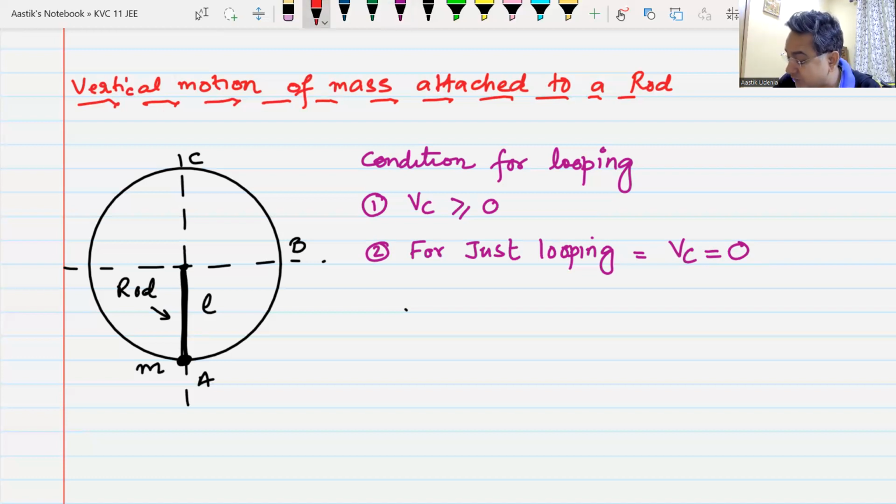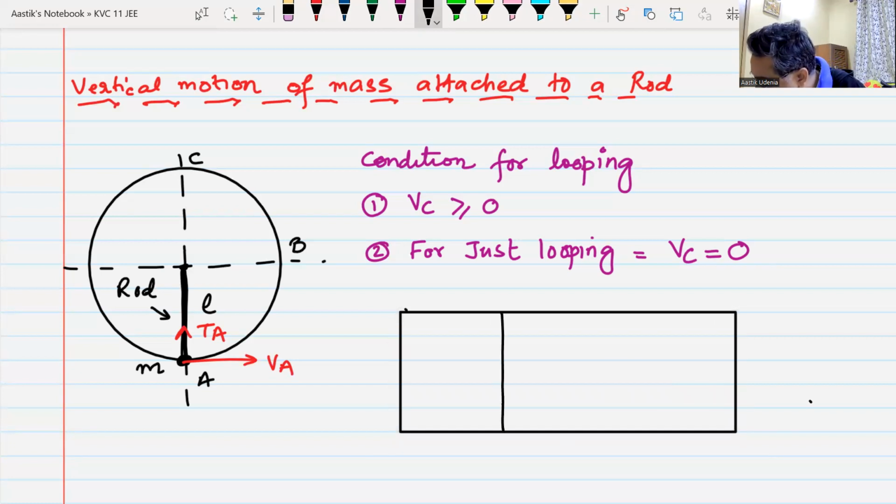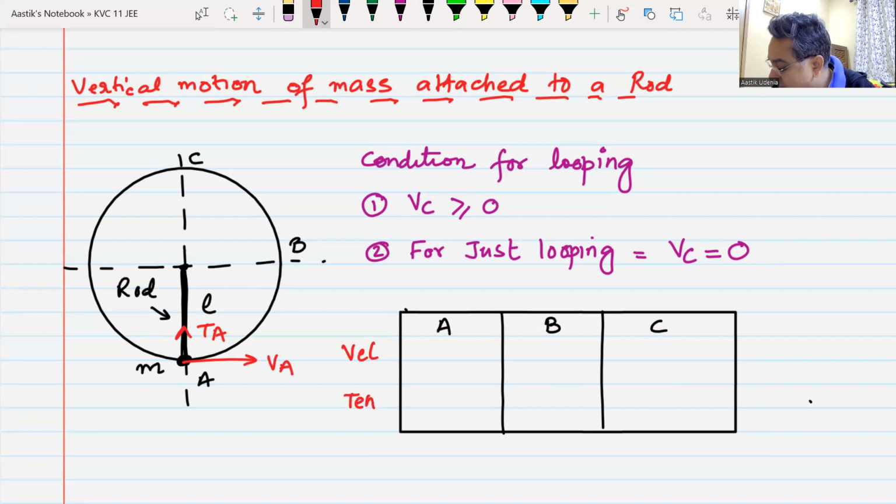Now, if I draw the free body diagram at point A, knowing the velocity at point C, I can write the values at all the other points. I hope you remember how I have done this. Do you remember that table that we had made at the 3 points? The 3 points that we are concerned with are A, B, and C. Now this is velocity and this is tension.